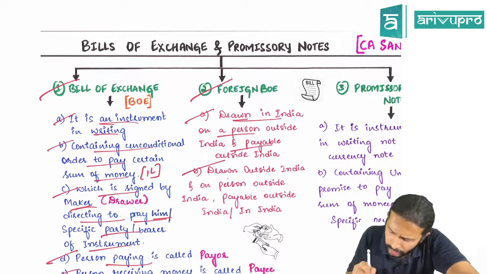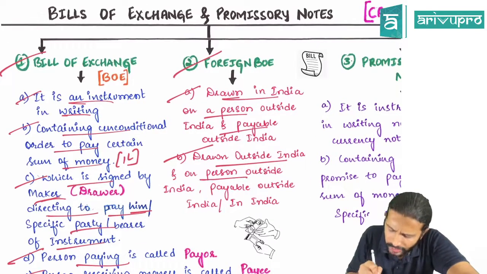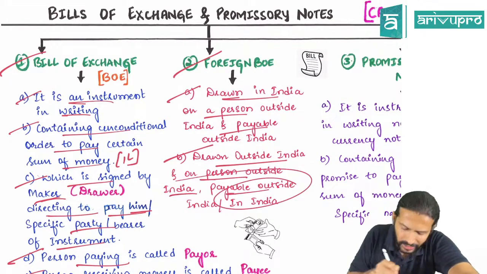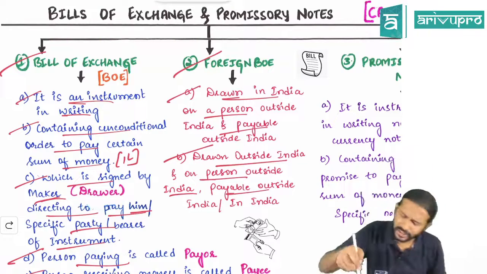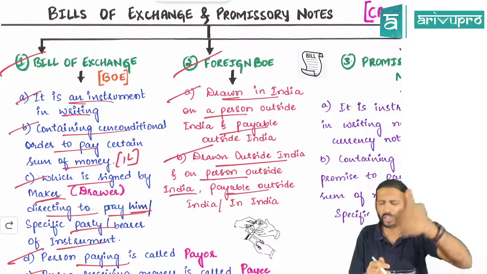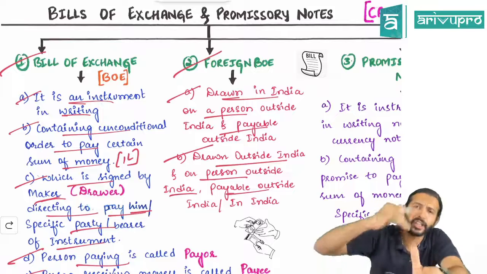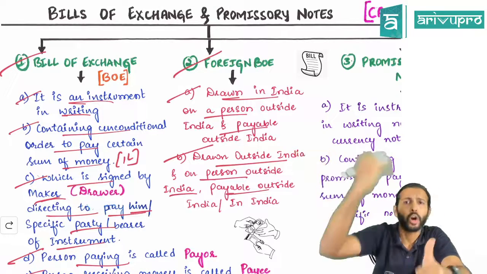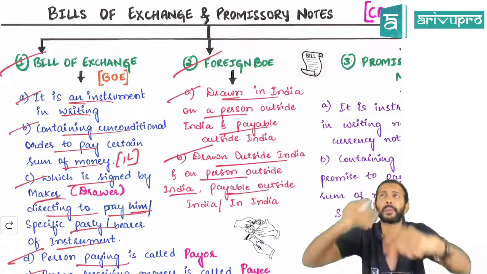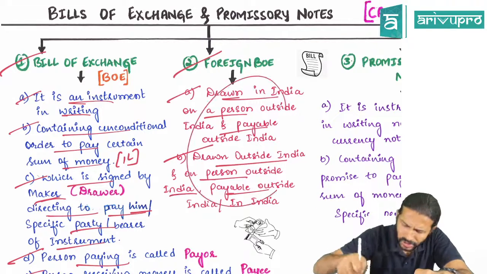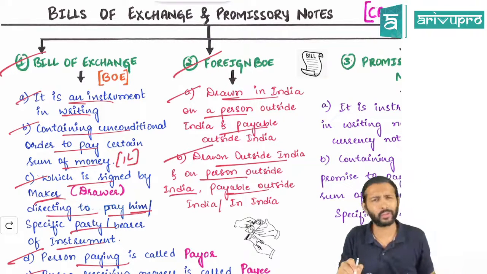Or if it is drawn outside India and on a person outside India, then it could be payable either in India or outside India. Still we call it a foreign bill of exchange. For it to be a foreign bill of exchange, either it should be drawn outside India, or if it is drawn in India, then the payment should be made outside India. One of the features should be there.